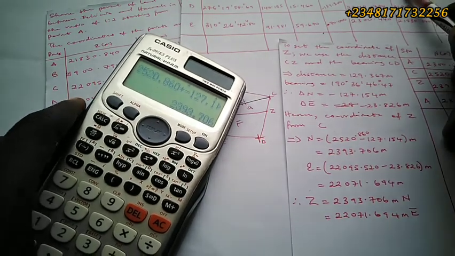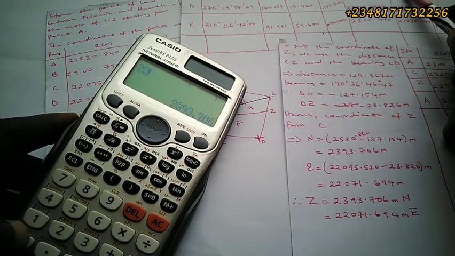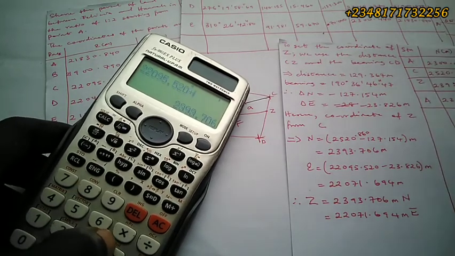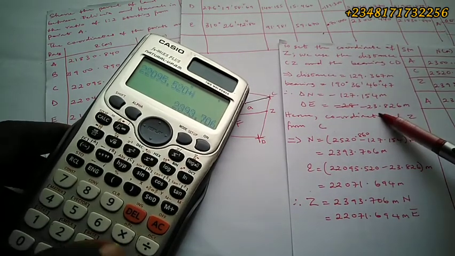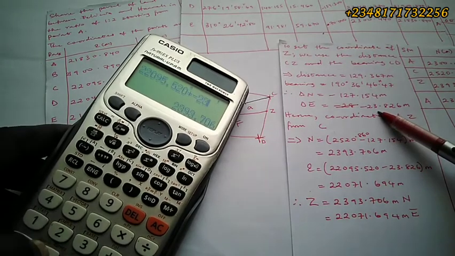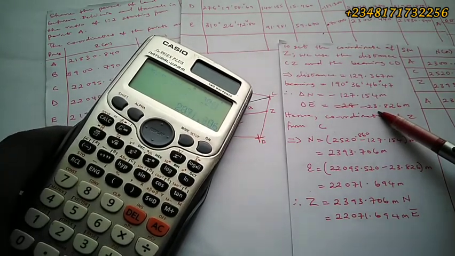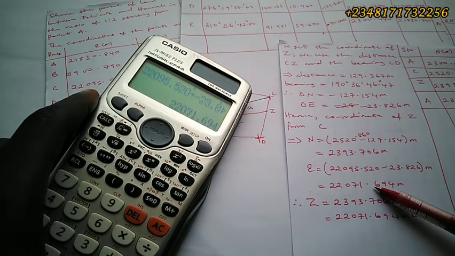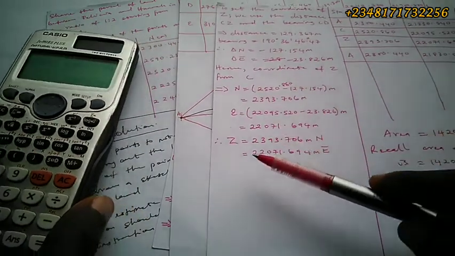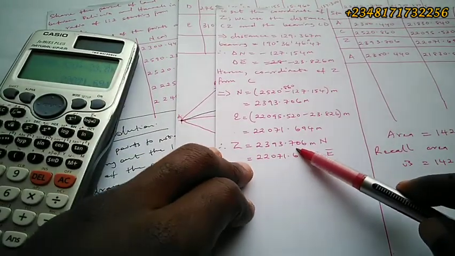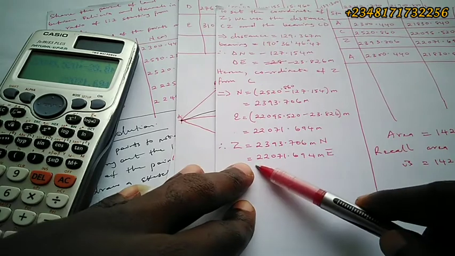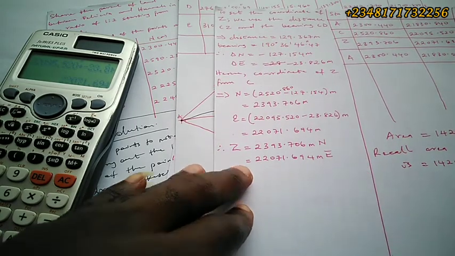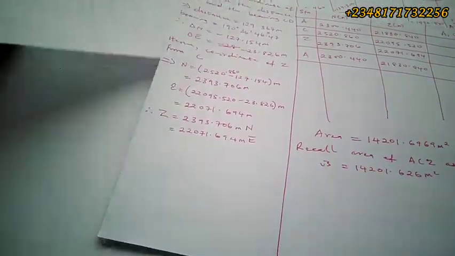So to get the eastern coordinate of Z, we come to this point. What's the eastern coordinate of C? We have 22095.520. Then plus, we have, this is minus, right? So we have minus 23.826. This is actually the eastern coordinate of that point Z. Therefore, we now write it out that Z is equal to 2393.706 meters northern and 22071.694 meters eastern.